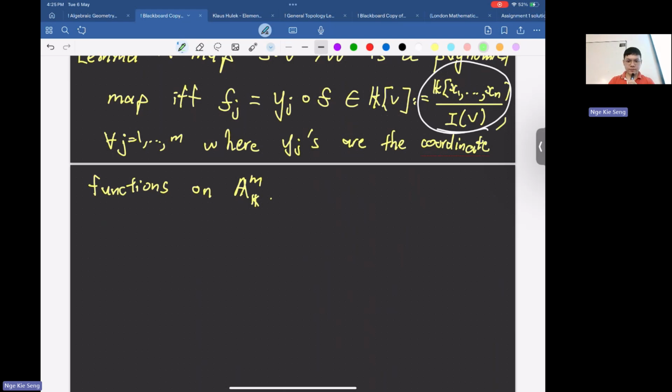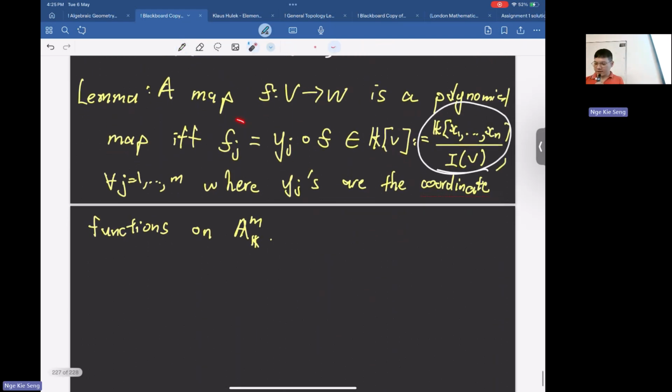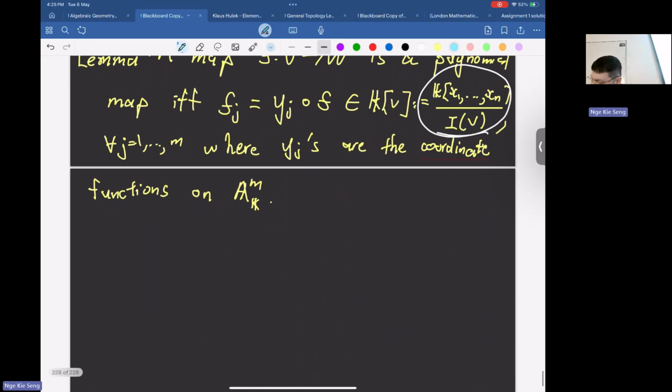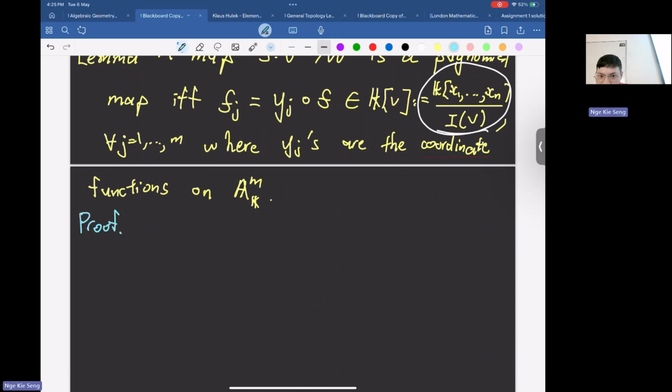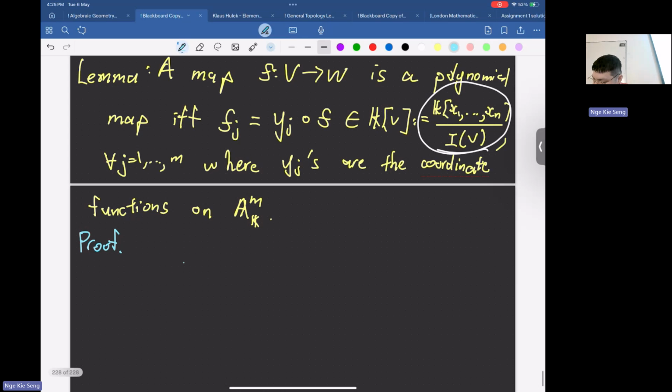So well, I guess one direction is obvious. If you know that these Fi live in KV, if you put all of them together, it's just a polynomial. Okay, so the other direction, let's show it. Let's put down the proof here. I will draw some picture for you. So let's go from left to right.